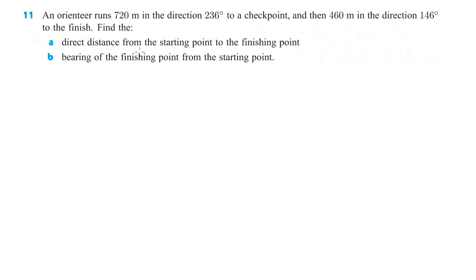An orienteer runs 750 meters in the direction 236 to a checkpoint. Okay, so let's draw ourselves our little due north here. And he says he's at 236 degrees. So here's 90, 180, all the way up here is 270, so it's somewhere out here. We don't know exactly where, and you do not have to measure that. And then we're going to call that, say, 720 meters, in the direction 236.